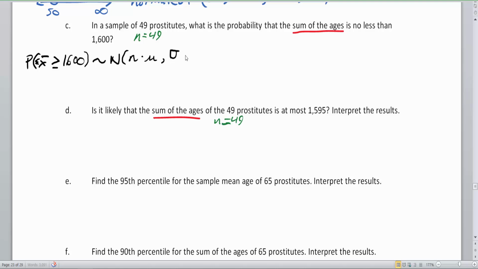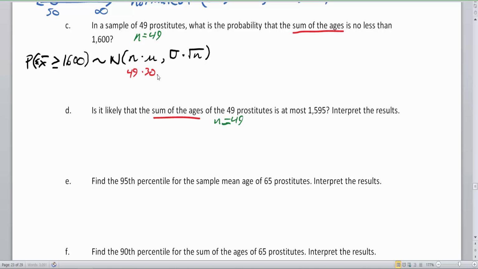We're going to take our standard deviation, and instead of dividing it by the square root of the sample size, we're going to multiply it by the square root of the sample size. So it's a little different when you see sum of the ages. So actually, let's just quickly do a little plug and chug here. Our sample size is 49, and our average is going to be 30.9.